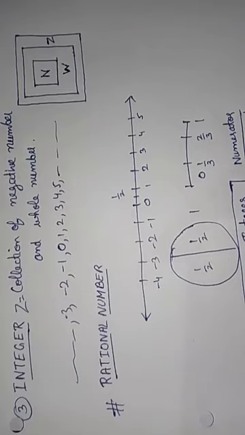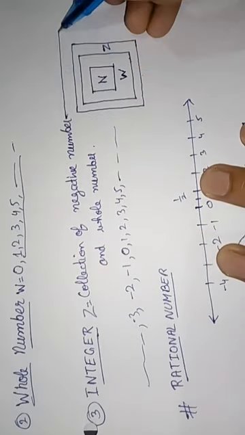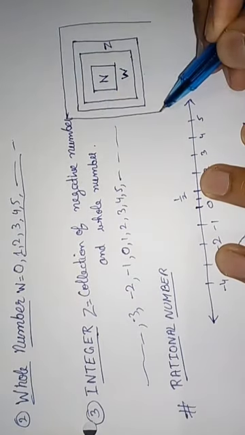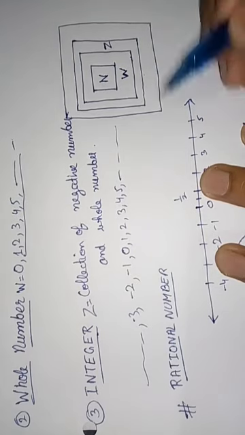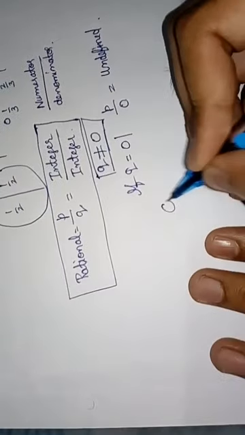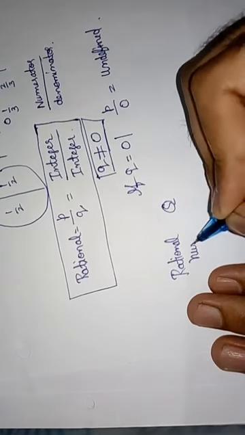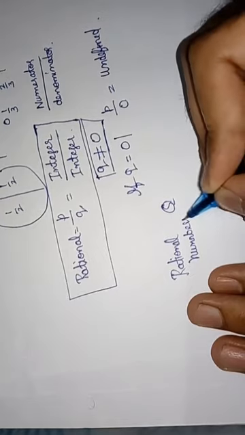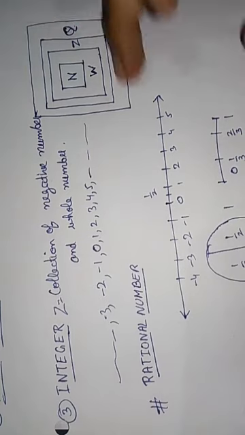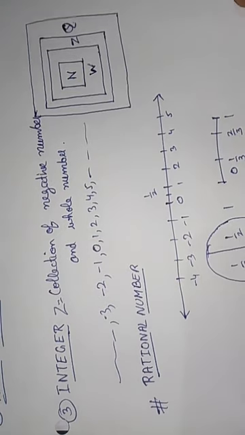Okay beta. Now after this big square of integers we will draw one more square. This large square is represented by Q. Q is used for rational numbers. It means rational numbers contain all the integers, all the whole numbers, all the natural numbers. Okay, so now there is one question: are all integers rational numbers?